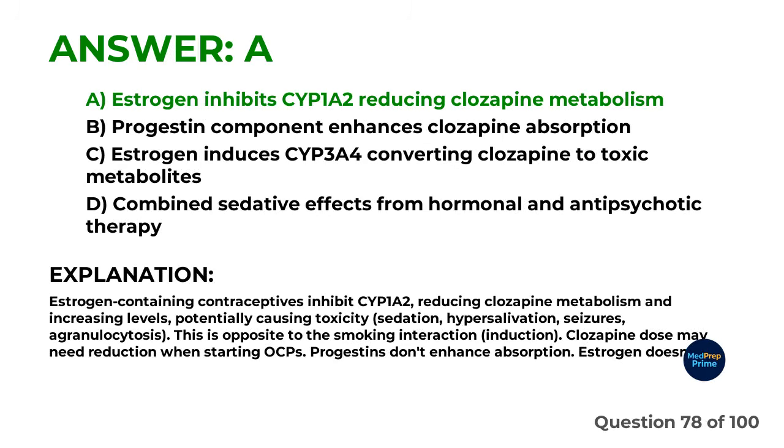Correct answer, A. Estrogen-containing contraceptives inhibit CYP1A2, reducing clozapine metabolism and increasing levels, potentially causing toxicity, sedation, hypersalivation, seizures, agranulocytosis. This is opposite to the smoking interaction, induction. Clozapine dose may need reduction when starting OCPs. Progestins don't enhance absorption. Estrogen doesn't induce CYP3A4 or create toxic metabolites. OCPs don't have significant sedative effects. Women stopping OCPs on clozapine require close level monitoring and dose adjustment.